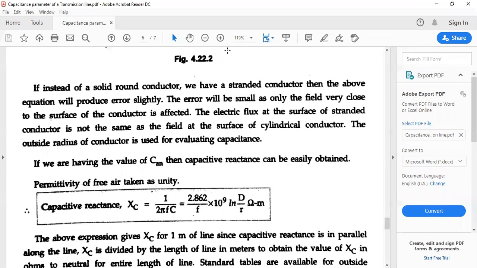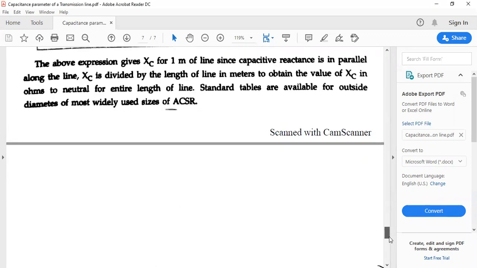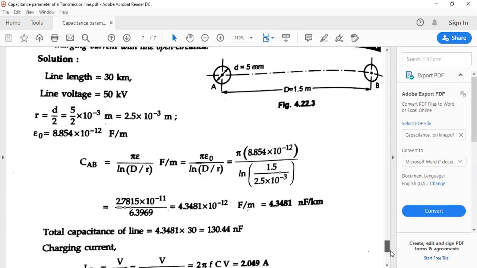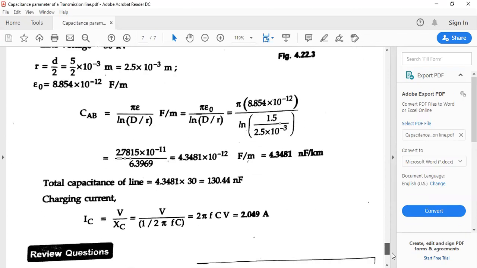So coming to the final expression, the capacitive reactance Xc equals 1 divided by 2 pi f C. You can substitute CAN here, so C refers to CAN. You can substitute it and you will get the value in terms of ohm meter. So these are the concepts which are to be made clear for the capacitance of a single phase two-wire line.